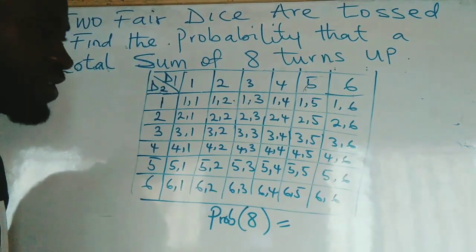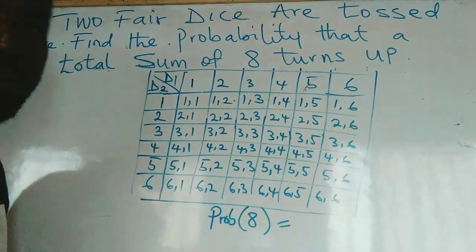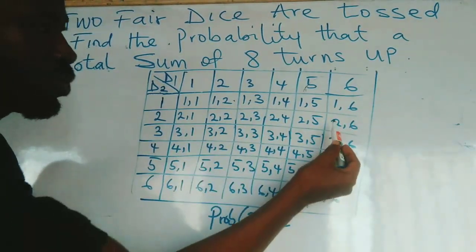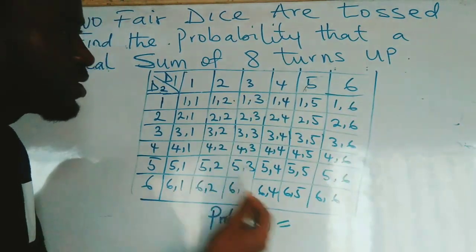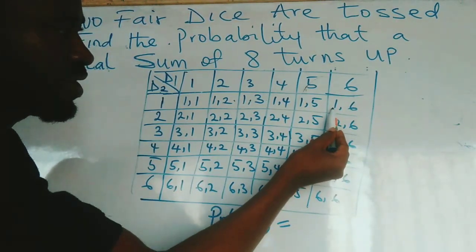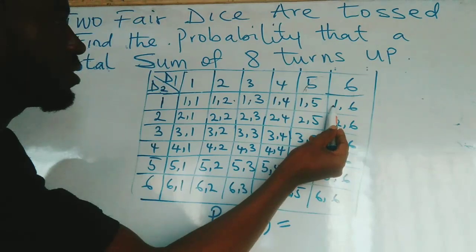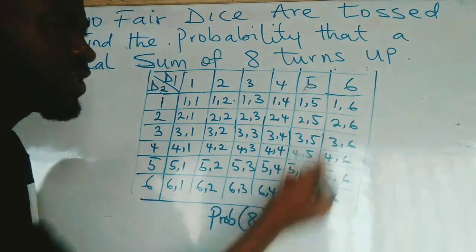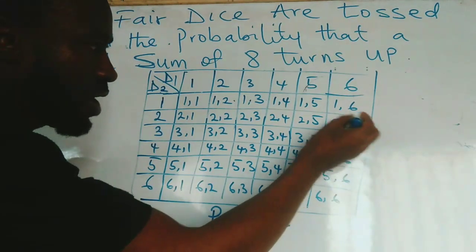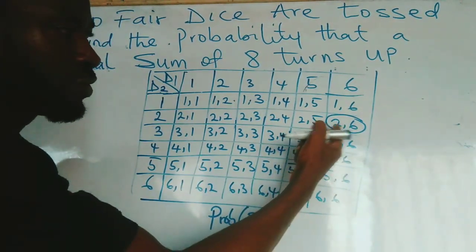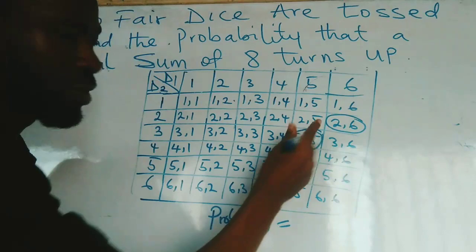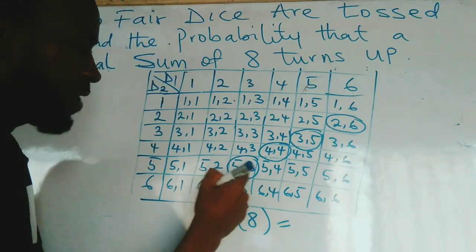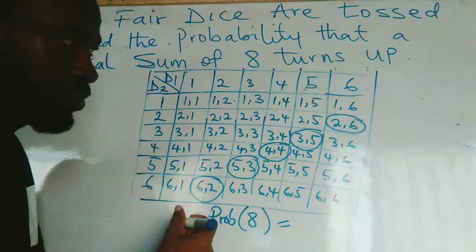Now, our question says, what's the probability that an 8 will turn up? So, how do we answer this question? An 8 will turn up. Let's look at where we can find 8, because remember that what you are seeing here tells us that the first die appeared 1, the second die appeared 6. So let's see the ones that sum up to 8. We have 2, 6, 3, 5, 4, 4, 5, 3, 6, 2.